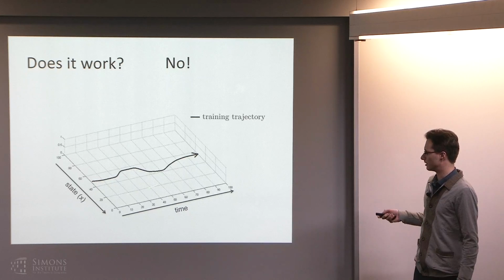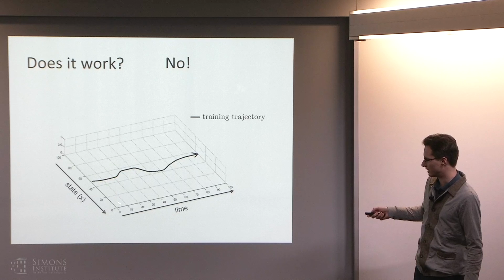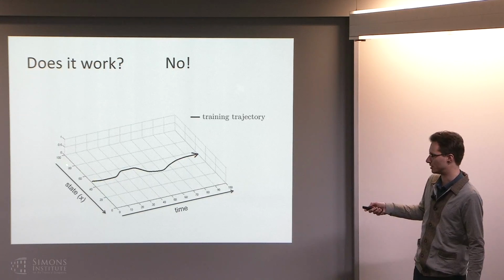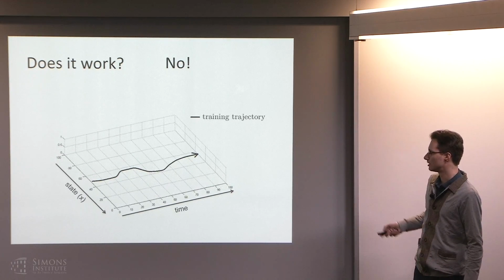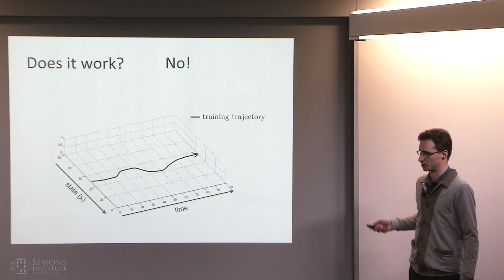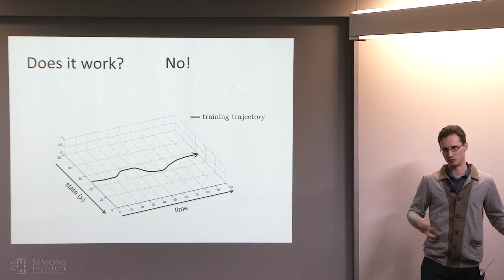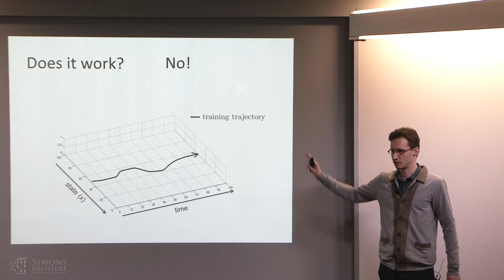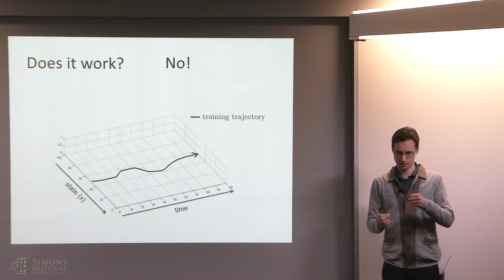So let's say that this is our training trajectory. I'll show a few of these plots in this talk, where one axis is state. You can imagine a one-dimensional state. Another axis is time. And then we can think of this as an example trajectory. In general, there might be more than one, but let's say there's one for now. So we take this example trajectory. This is what the human driver did.